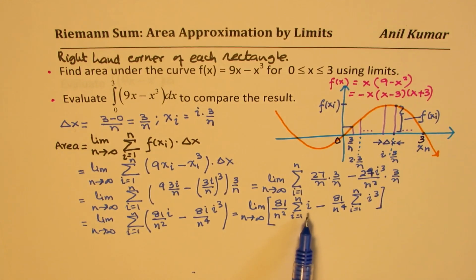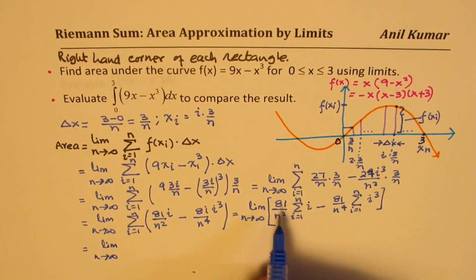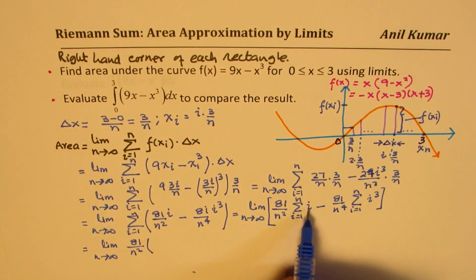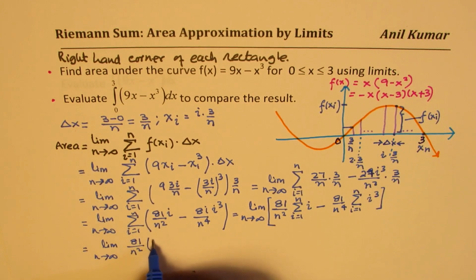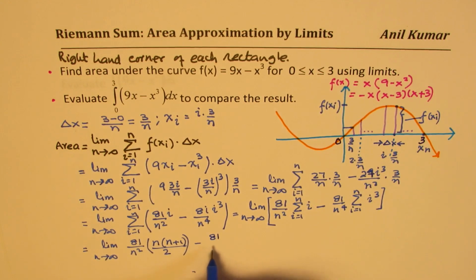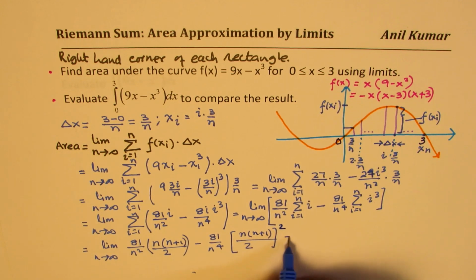So we can now use the formula for sum of natural numbers and sum of cubes of natural numbers, right? So using those formulas, we can now write this as limit n approaches infinitely large. We have 81 over n square times the sum of natural numbers, which is n times n plus 1 over 2, minus 81 over n to the power of 4, and here we have n times n plus 1 over 2 whole square, correct?